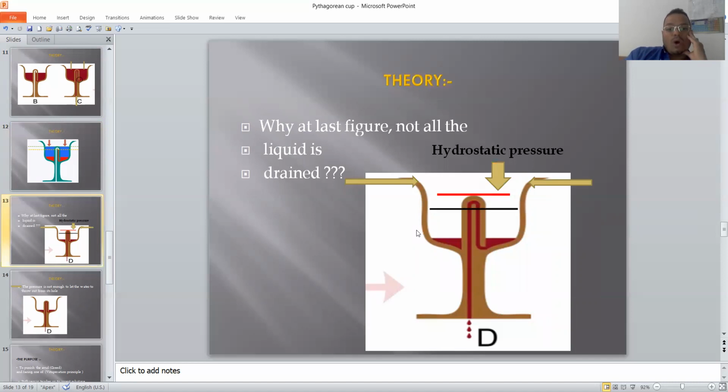Now, why in the last figure is not all the liquid drained? Like I said before, because the hydrostatic pressure was not enough to let this remaining amount go through this column to the outside.